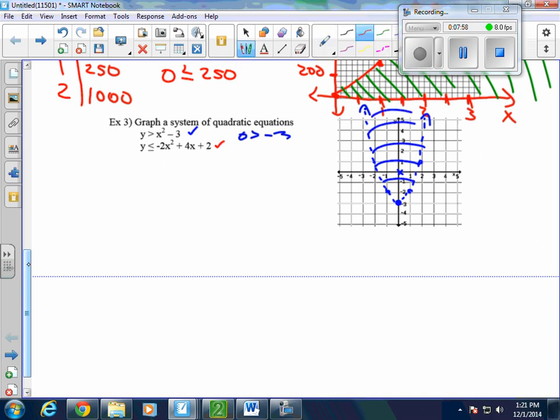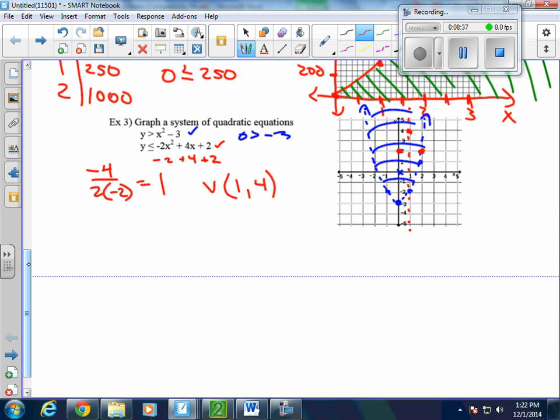The next one we're going to do in red. Since it's in standard form, I'm going to go -4 over 2 times -2. So that's going to be 1. So the axis of symmetry here is going to be 1. So the vertex is at x = 1. And if we plug that in, we're going to get -2 plus 4 plus 2. So it's going to be 4. And we know it's going to open down. We put in 0, we're going to get 2.